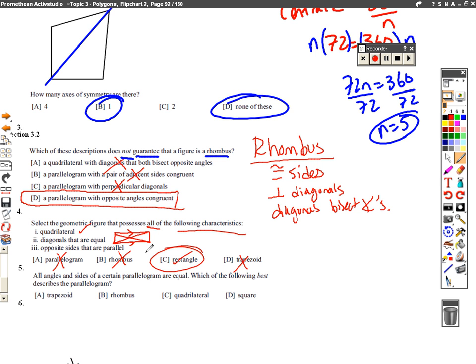Alright, number 6. All angles and sides of a certain parallelogram are equal. Which of the following best describes the parallelogram? So let's draw a parallelogram. All of the angles are equal. So my diagram doesn't really do this justice. And all of the sides are congruent. All the angles congruent makes it a rectangle. All the sides congruent makes it a rhombus. And the only one that has both of those properties is a square. It's the child of the rhombus, the rectangle.